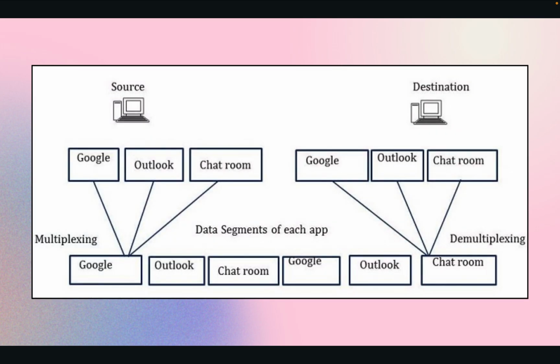So this is a basic example of multiplexing and demultiplexing, which is used in the transport layer. Google, Outlook and Chatroom are the different applications which send their data along with their source port number, headers, and data, and then it is all combined into a single segment of data, that is multiplexing. And demultiplexing happens at the receiving end, and those data and port numbers are used to direct this data to the particular destinations.